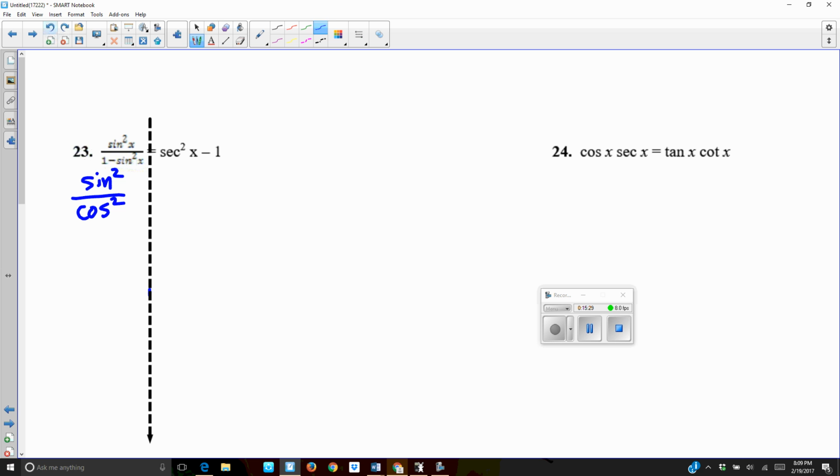So now let's simplify secant squared minus 1. Secant squared is the same thing as 1 over cosine squared, minus 1. So here, once again, we're not multiplying, so we can't just start canceling things out. You have to get a common denominator. Our common denominator here should be cosine squared, which means you only need to multiply the right side by cosine squared.